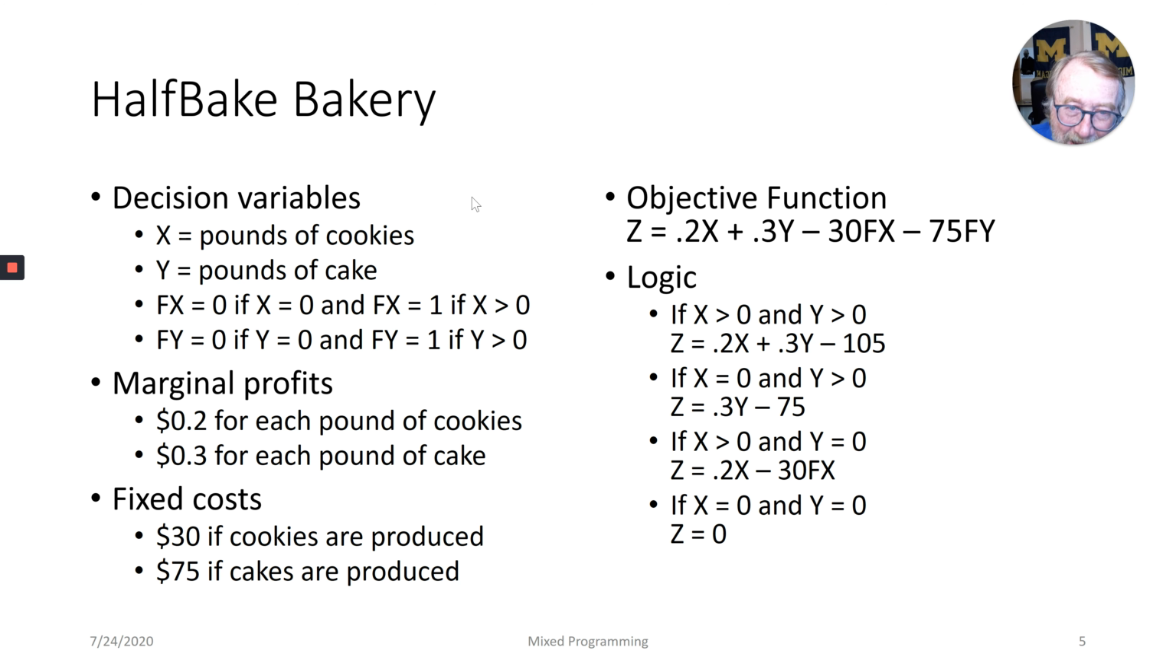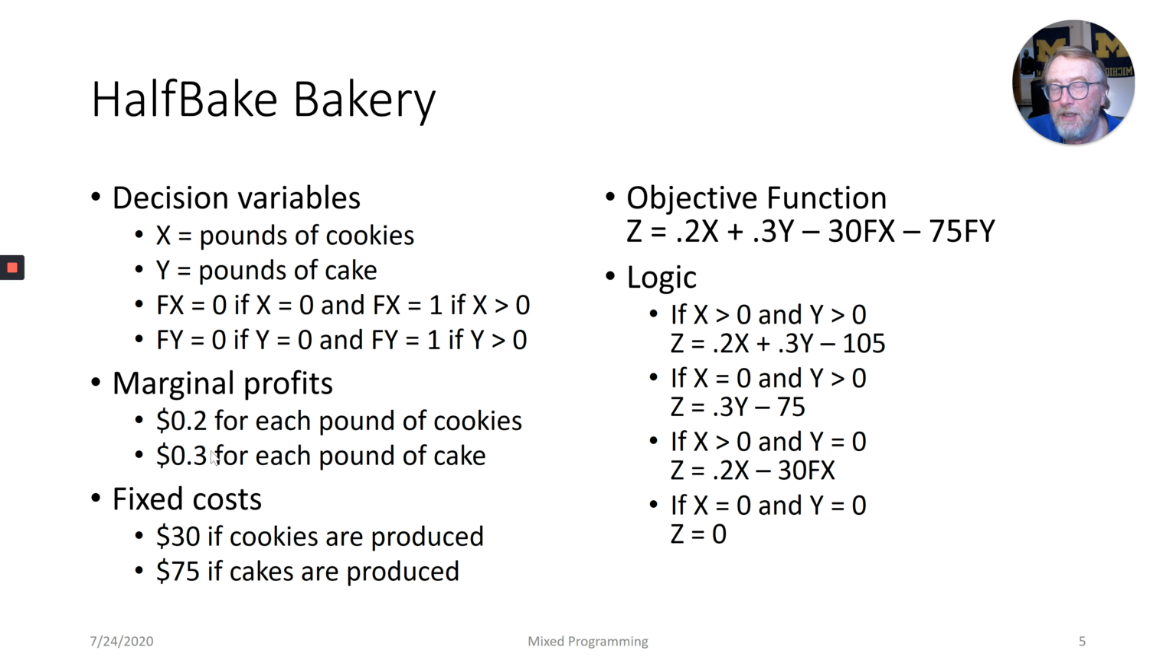So here's how the Half-Baked Bakery example gets modified. We still let x be the pounds of cookies and y be the pounds of cake. We're going to introduce 2 binary variables, f of x and f of y. And the way we will use that is f of x is 0 if x is 0, and f of x is 1 if x is bigger than 0. Okay, so we have some logic going on here. Same thing for f of y. This is to pick up the fixed cost. If f of y is 0, then y is 0, and if f of y is 1, then y can be bigger than 0.